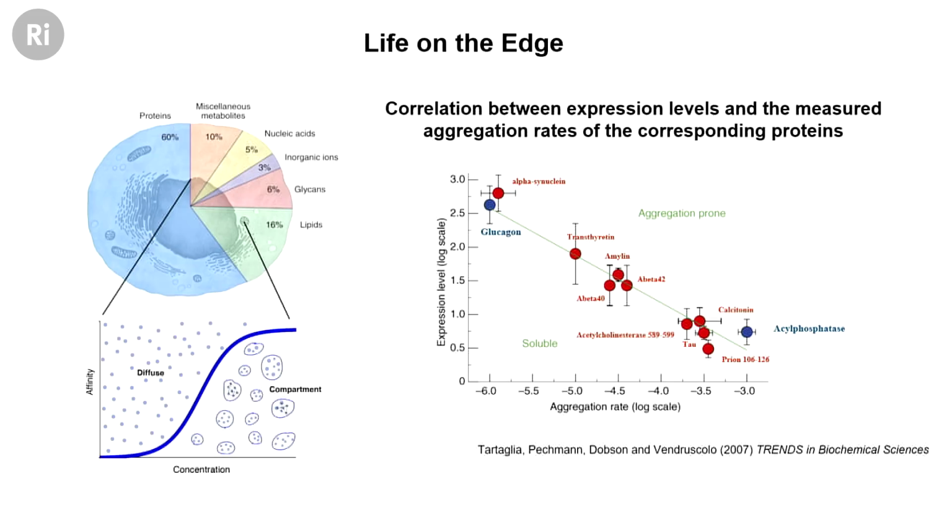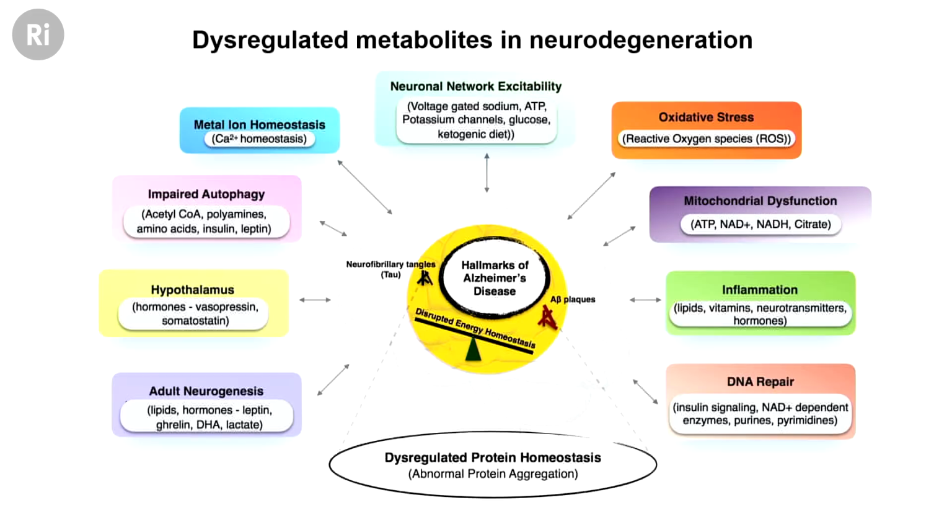Now, the crowded environment of the cell does not have just proteins. It also has metabolites, lipids, a whole lot of ions, many, many things. And that's also sitting at the edge, ready to aggregate if something goes wrong.